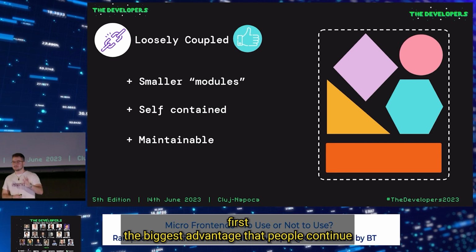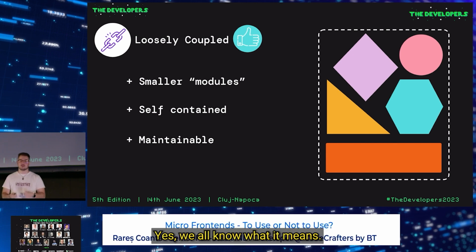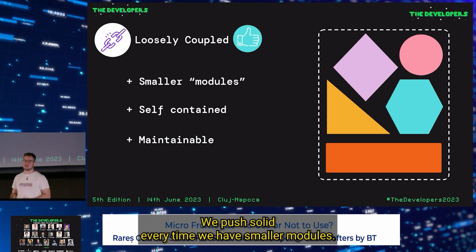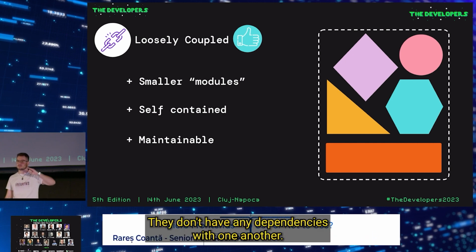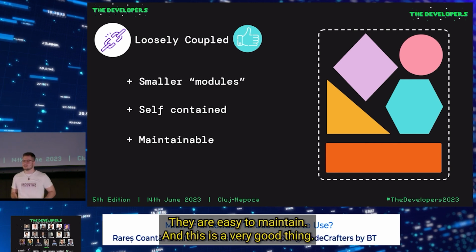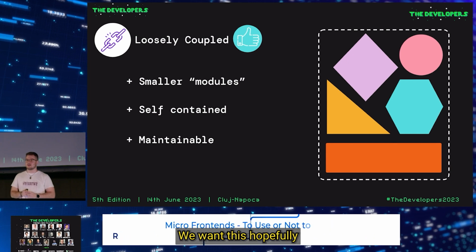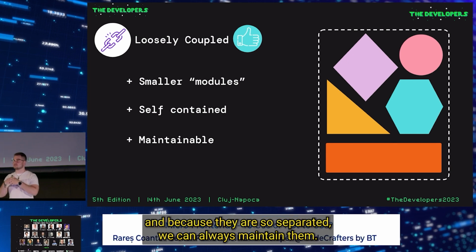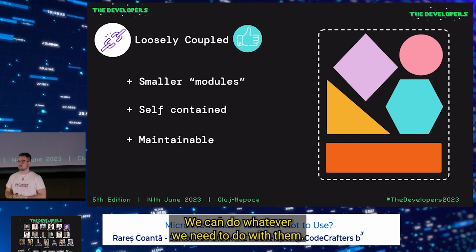First, the biggest advantage that people continue bringing up: loosely coupled. Micro frontends are loosely coupled, yes. We all know what it means. We push SOLID every time. We have smaller modules. They are independent. They don't have any dependencies with one another. They are easy to maintain, and this is a very good thing. We want this, hopefully. And because they are so separated, we can always maintain them, we can change them, we can do whatever we need to do with them.